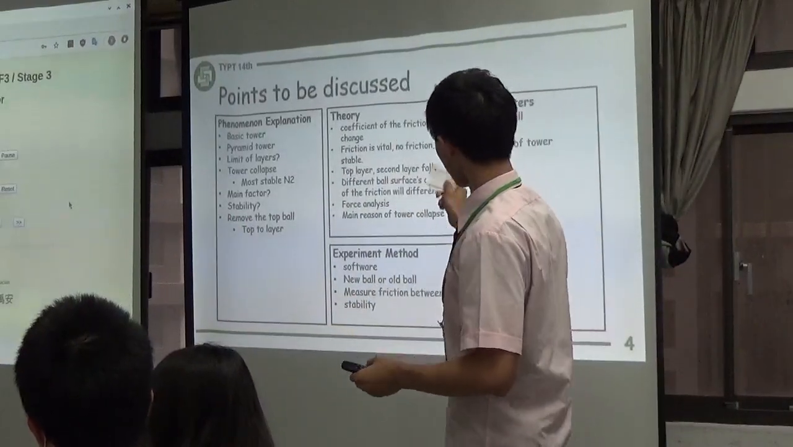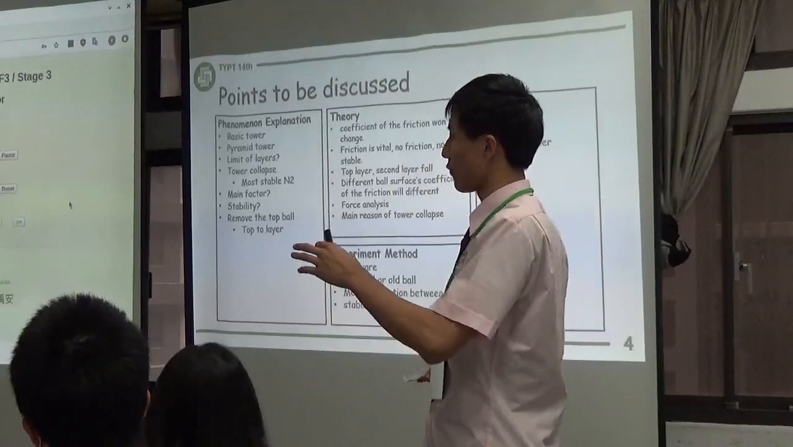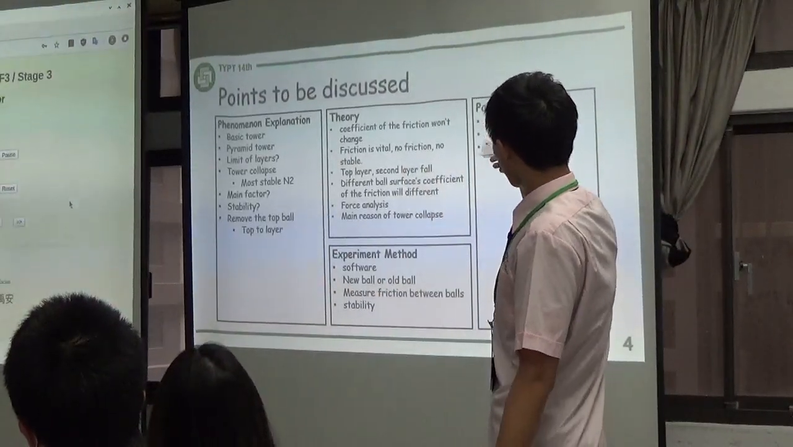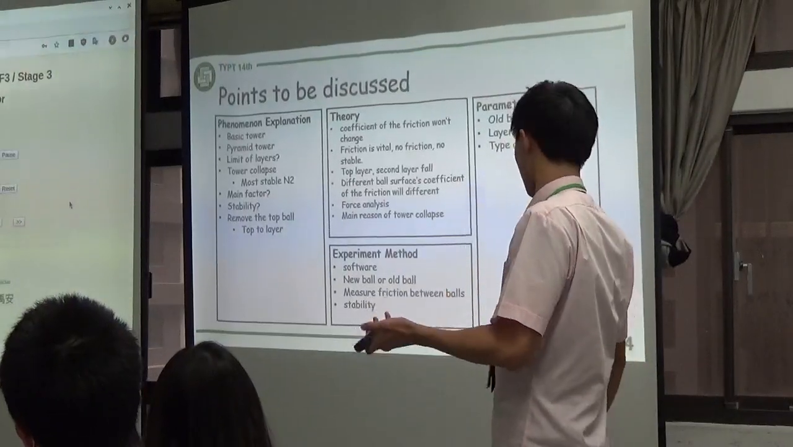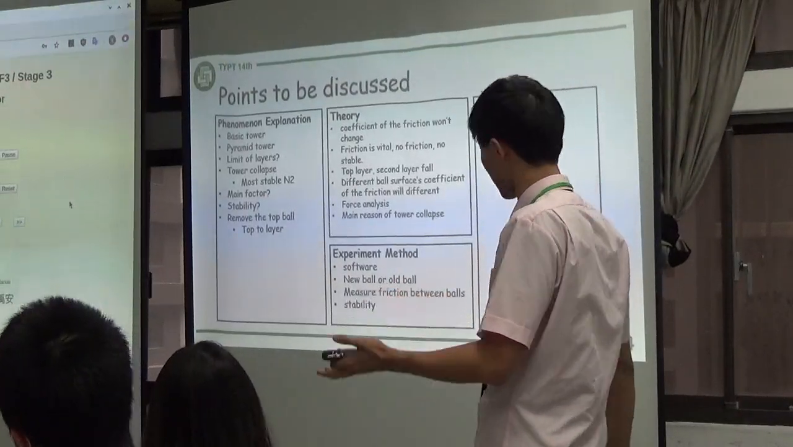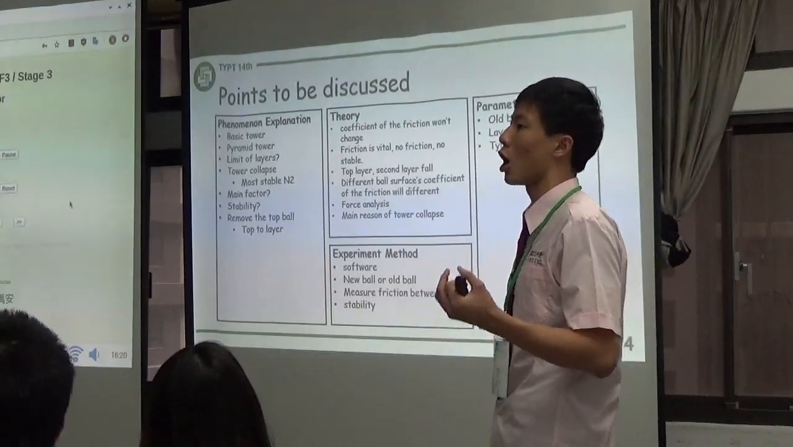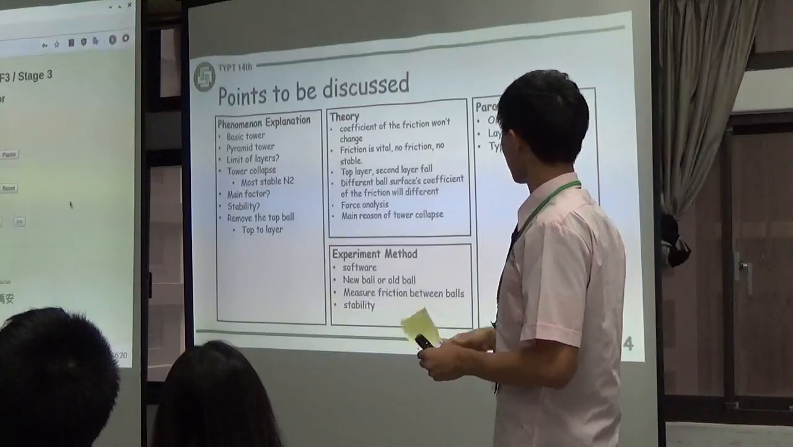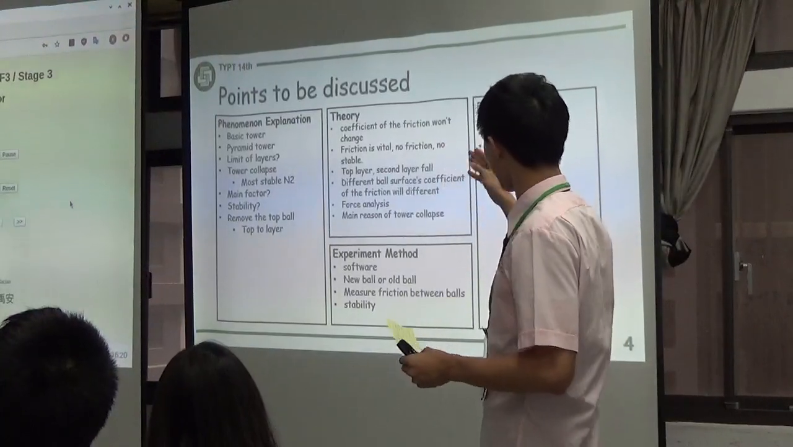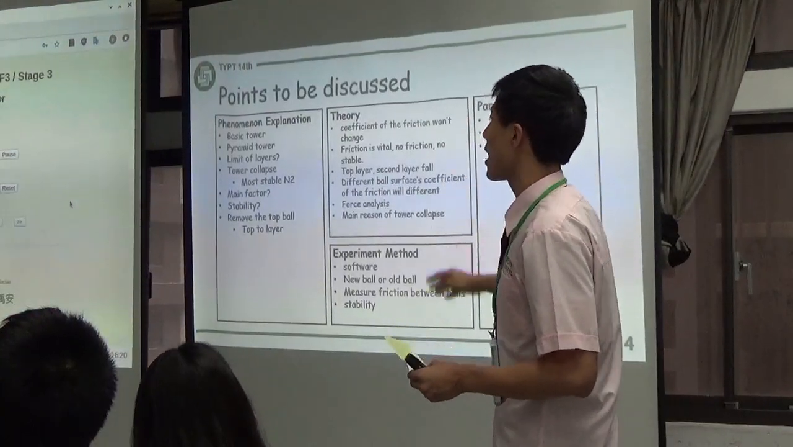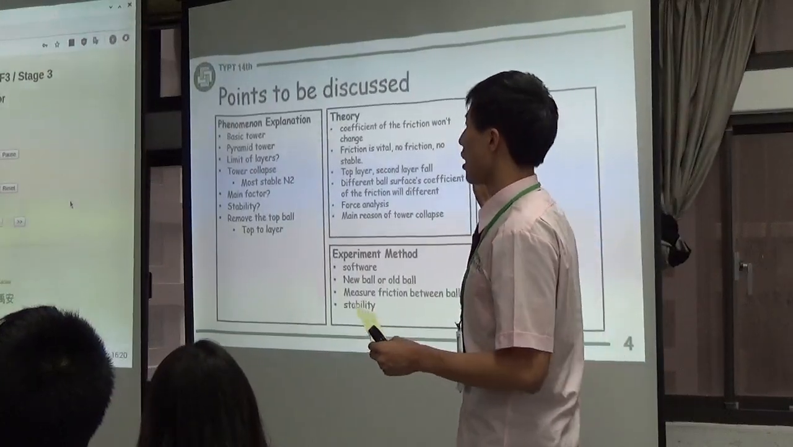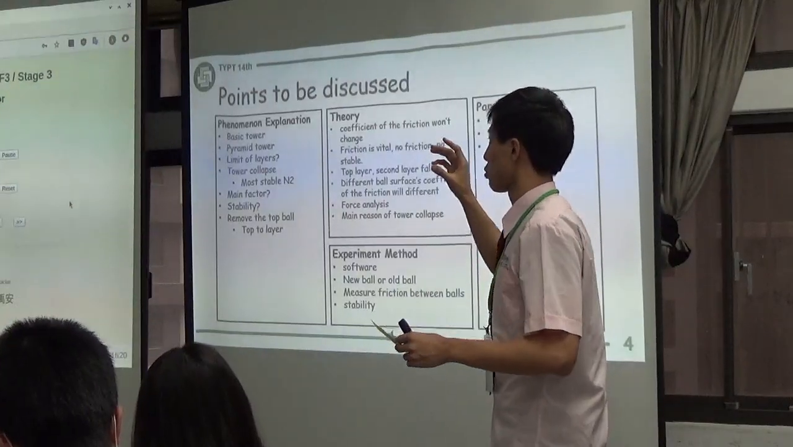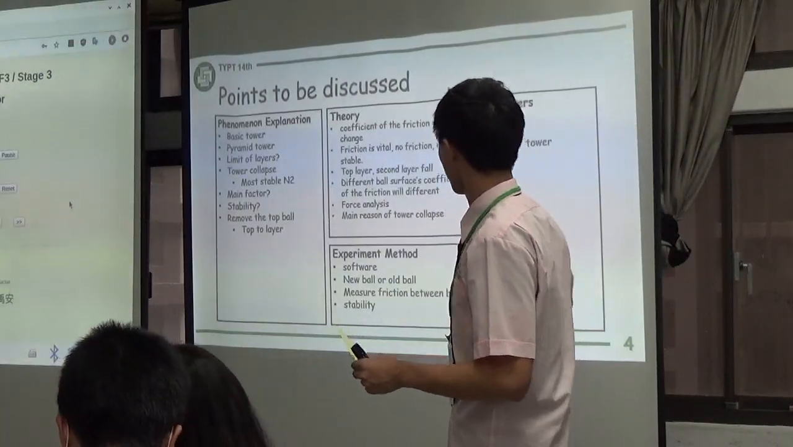So in theory, the top layer falls, followed by the second layer, and a different ball surface coefficient. Yes, and the different bar surface coefficient will be different because they are using old and used bars. So each bar is slightly different, and also they did have a lot of force analysis. However, they did not show a clear demonstration of the force that causes the tower to collapse.